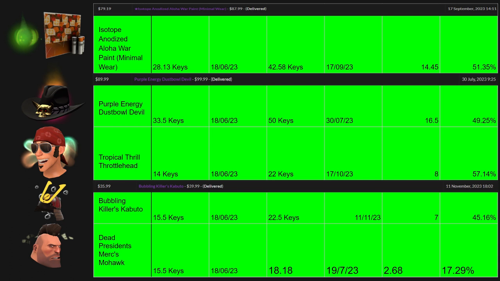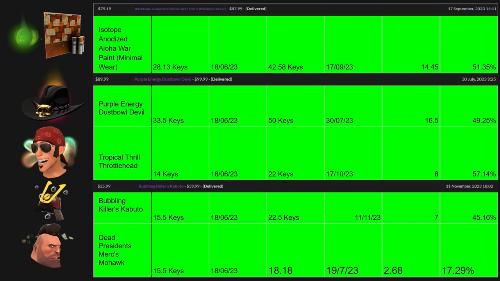Tropical Frill Brottle Head. Great looking effect on an okay looking, although low tier scout hat. That margin is good for the time it took. I would have expected it to sell faster, but I'll take the sale even if it's slow. Bubbling Killer's Kabuto. I'm usually not a fan of low tier effects on higher tier hats. It did sell for a good margin, but that took nearly 5 months. The Killer's Kabuto is also quite inflated nowadays too.